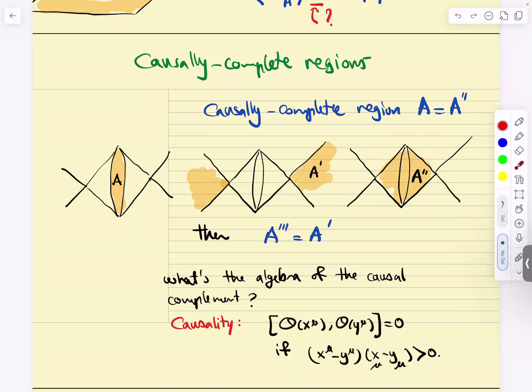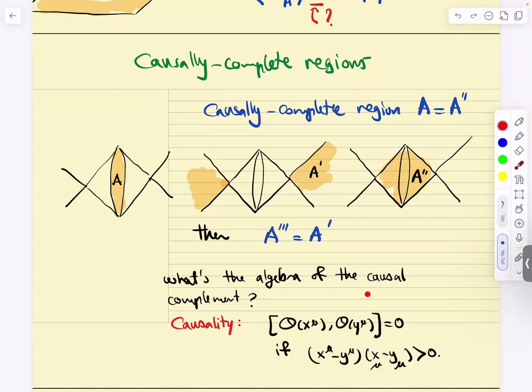Do you see that? So I'm going to define a region to be causally complete if it's equal to its double causal complement. What are such regions? Double cones, wedges. Now I kind of stand the chance of actually having some nice properties. That's why the causal diamonds are so favorable. Good? Everybody's with me? We call such regions causally complete.